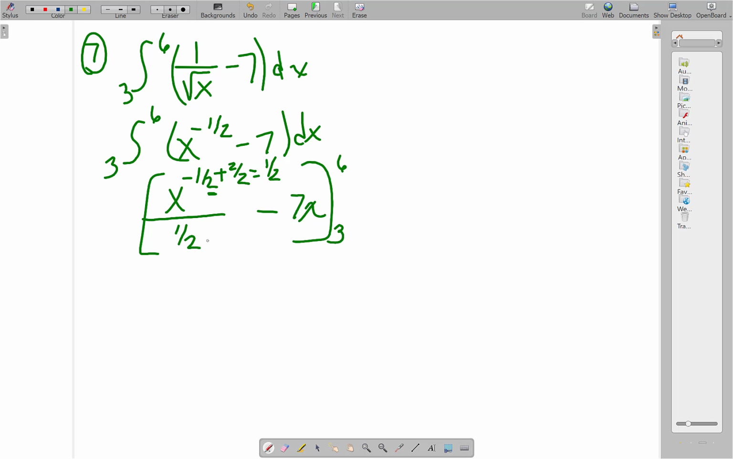So multiply this by 2 over 1 and multiply the numerator by 2 over 1. And we're left with 2x to the 1/2 minus 7x evaluated between 3 and 6.